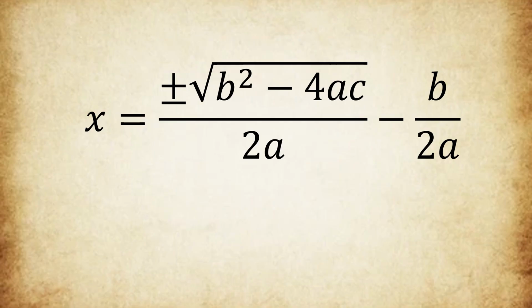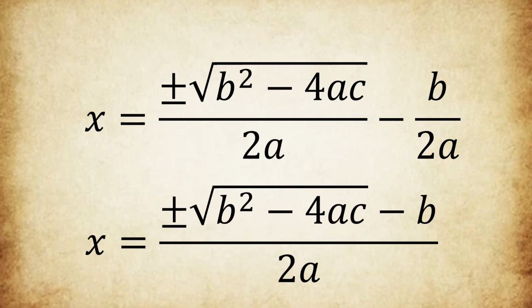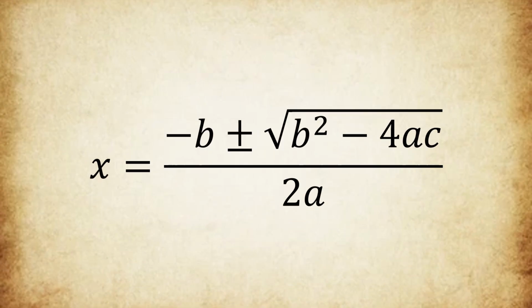We can write this as x equals positive or negative square root of b squared minus 4ac minus b all over 2a. And rearranging, we get x equals negative b plus or minus the square root of b squared minus 4ac all over 2a. And this is the quadratic formula.